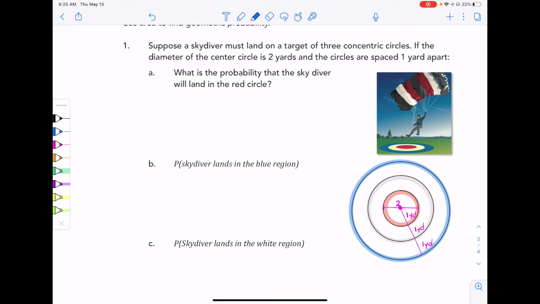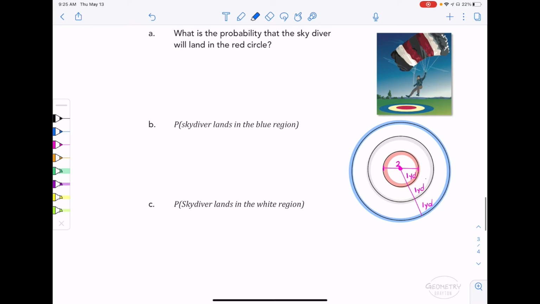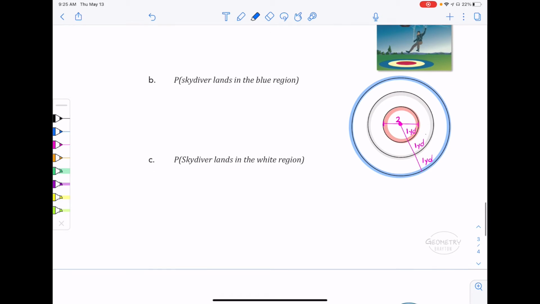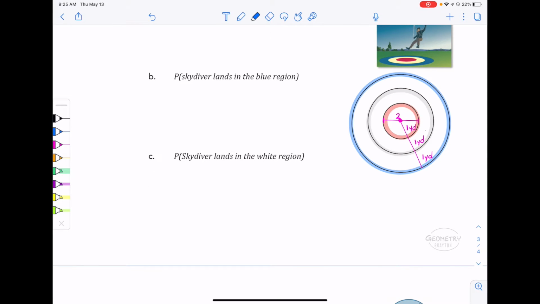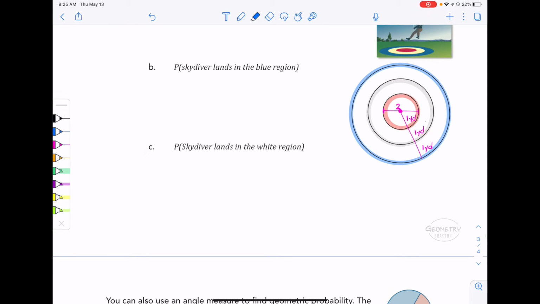What we need to do is find the area of all of these circles. So we need to find the area of the red circle. We need to find the area of the gray circle. Imagine that the red circle isn't there at all. And then we need to find the area of the blue circle. We're going to need those to answer all of the parts. So first let's start with the red.